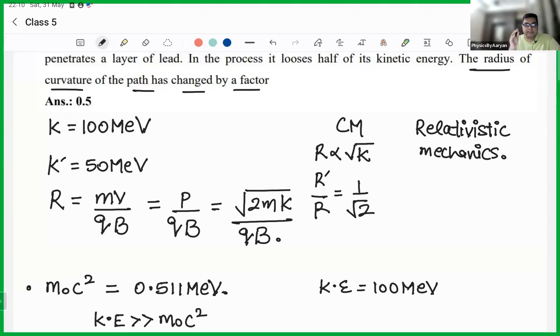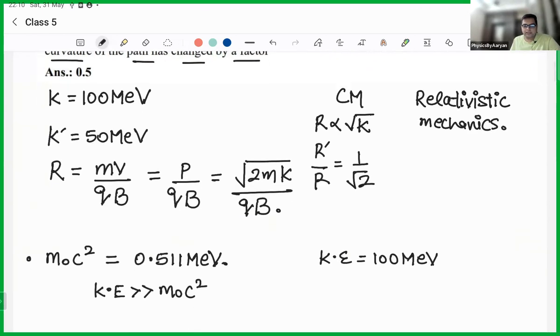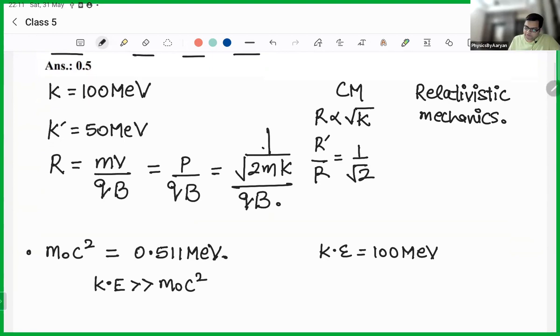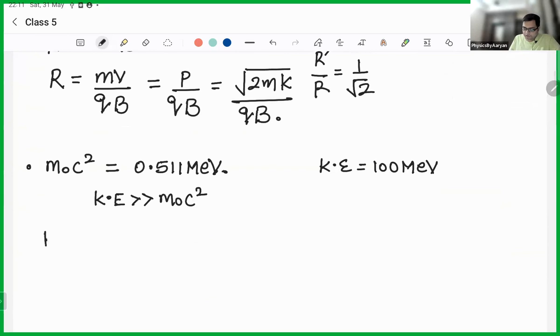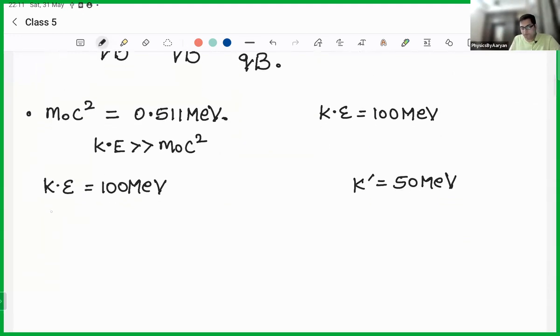Mass. And the answer is mass. That is how you make a mistake. So mass has also changed, because in relativity, with speed, mass also changes. When your kinetic energy was 100 mega electron volt and when it was 50 mega electron volt, not only your kinetic energy changed, but your mass also changed. So what we have to do is find how much mass has changed.